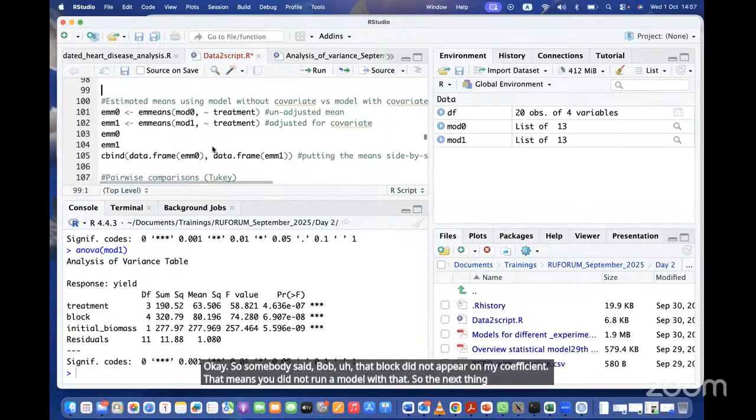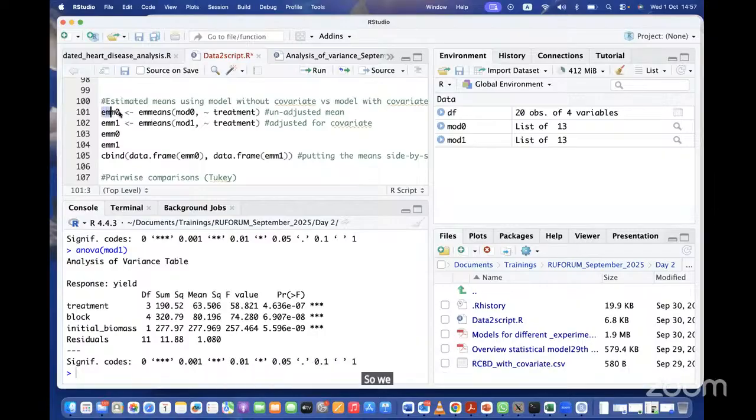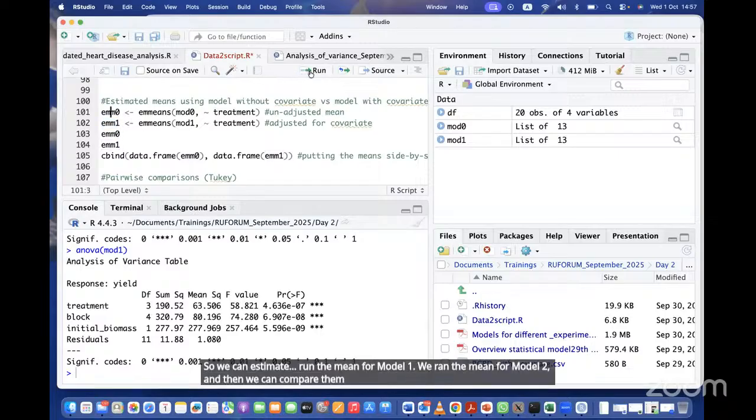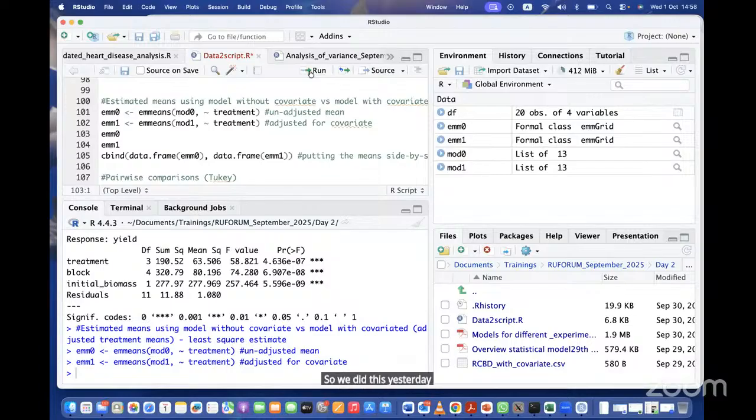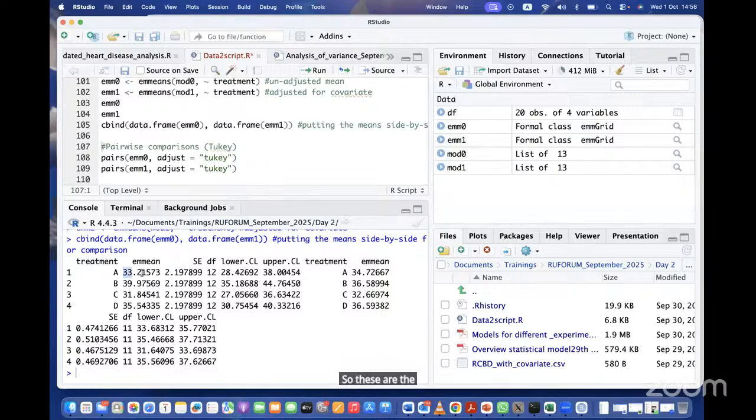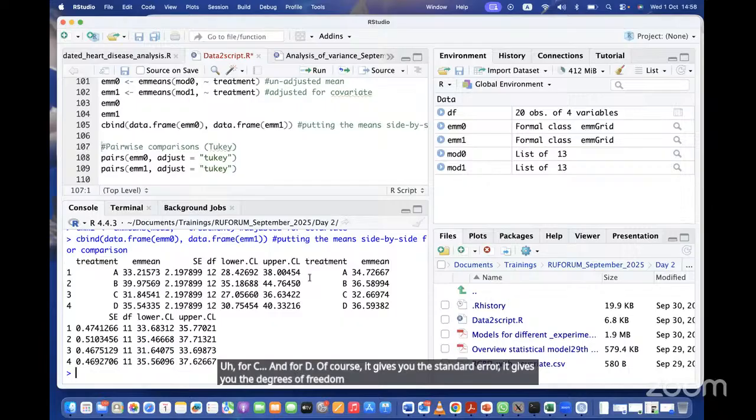So the next thing that we are going to do is, yesterday we also just estimated the means. We can run the means for model 1, we run the means for model 2, and then we can compare them. So we did this yesterday. These are the means for A according to model 1, and according to model 2. Model 1 for B, for C, and for D. Of course, it gives you the standard error, the degrees of freedom, and all this information here.